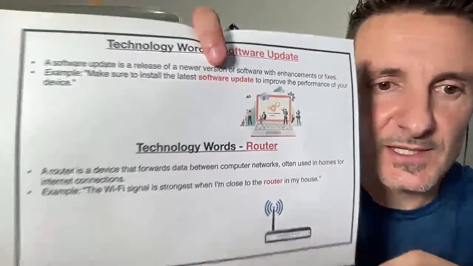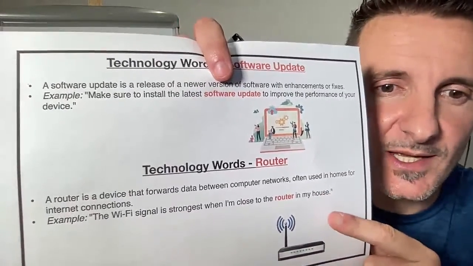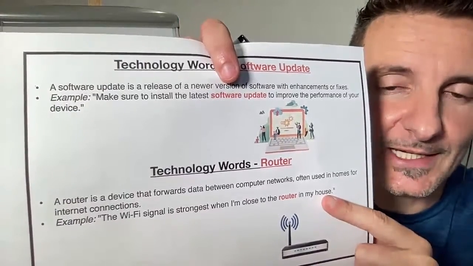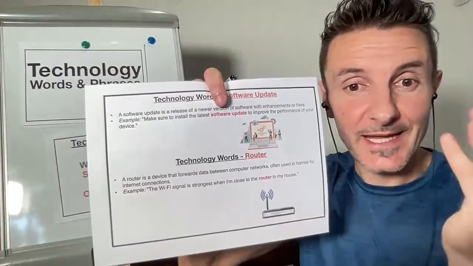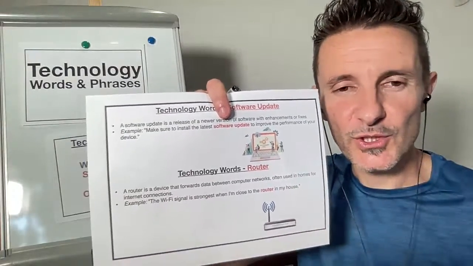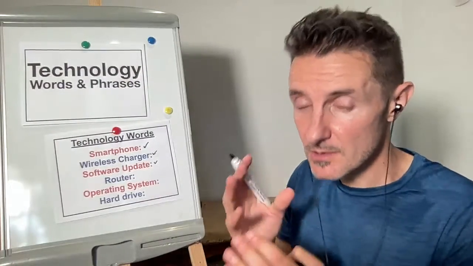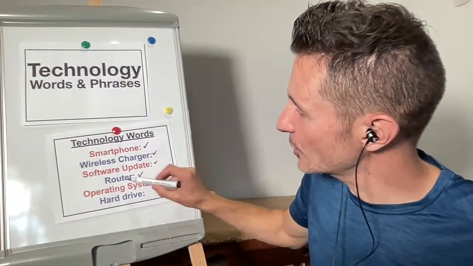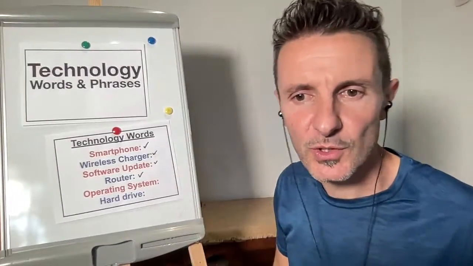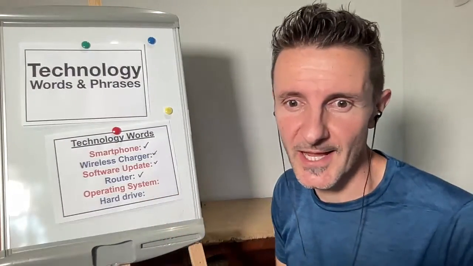And here's a sentence example. The Wi-Fi signal is strongest when I'm close to the router in my house. So you need the router to get Wi-Fi to your laptop or to your smartphone. All right, so we've covered a few very new words for some of you. You may not have heard of these words before. Software update, wireless charger, router. These might be new words for you. Smartphone, everyone knows. But these ones are new, so I hope you understand.